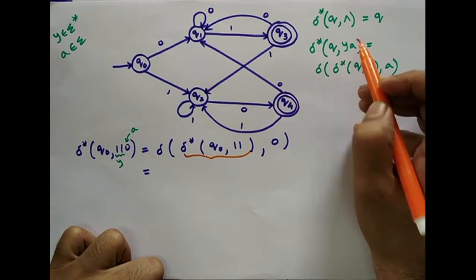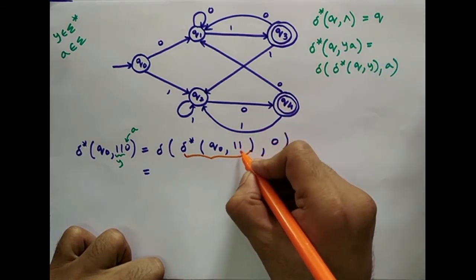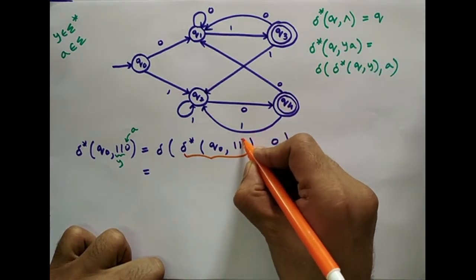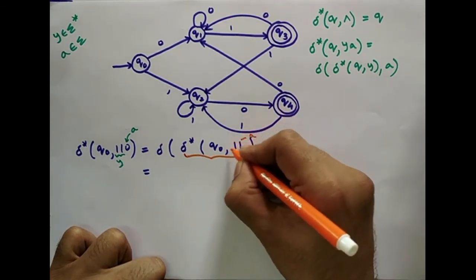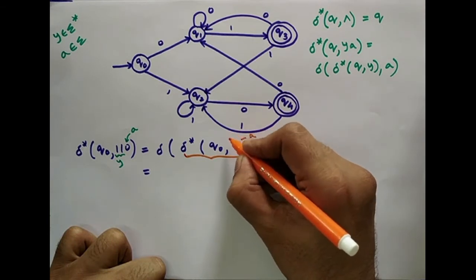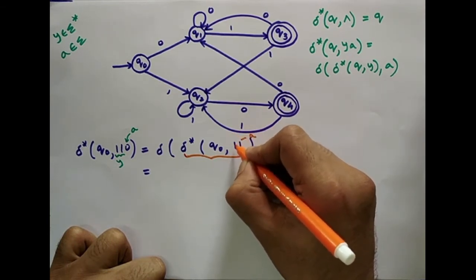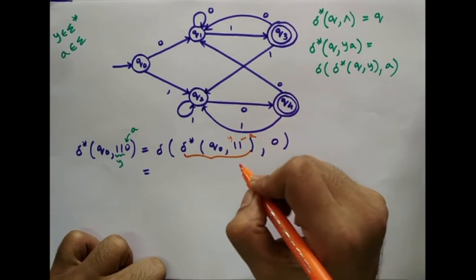So q comma ya. So now here the length of the string is 2. So the last element here will be a, and whatever is there before this last element, that entire thing will be y. Now there is only one symbol here, 1. So y will be 1, a will be also 1.